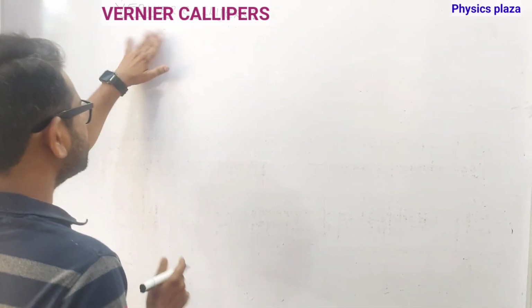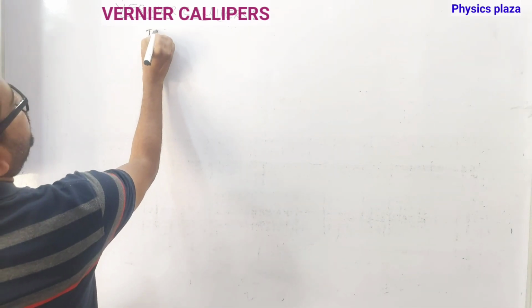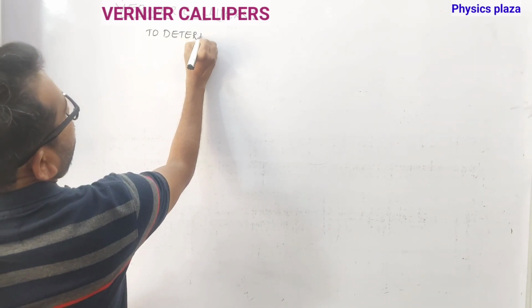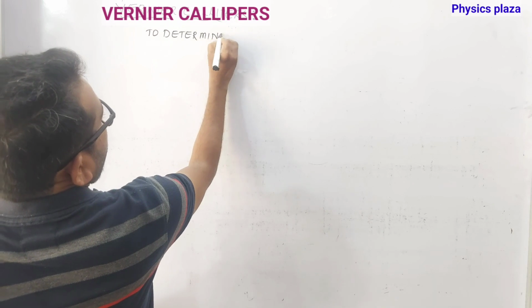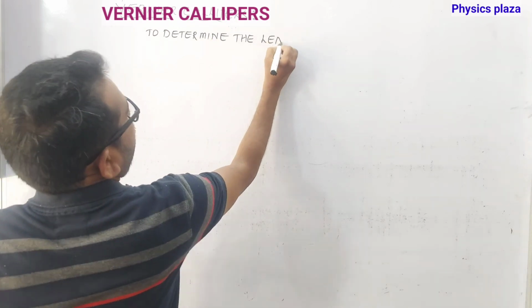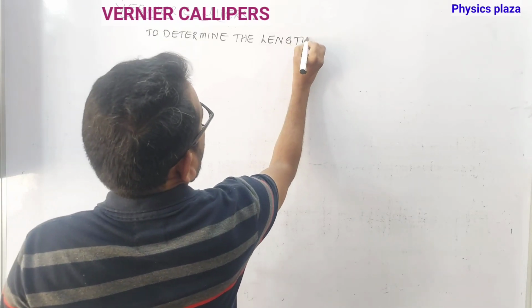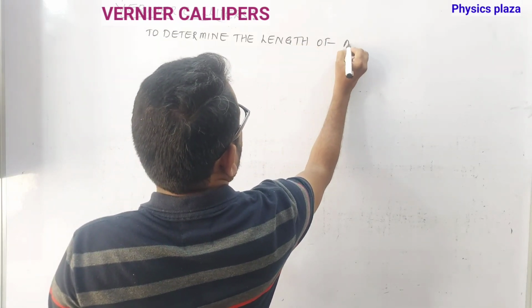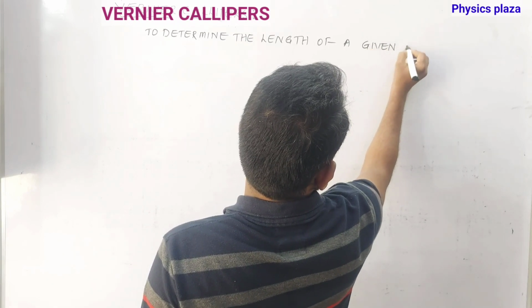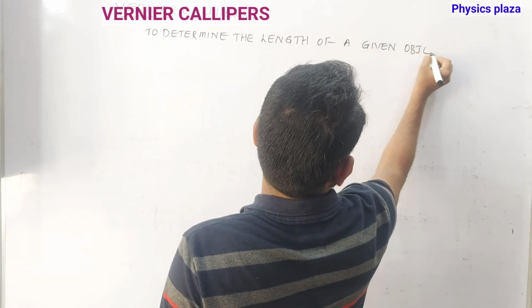Fine children. So, for example, to determine the length of a given object, a cylindrical object, anything, children.